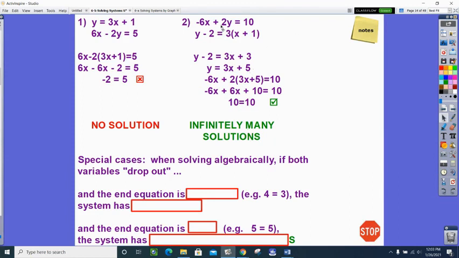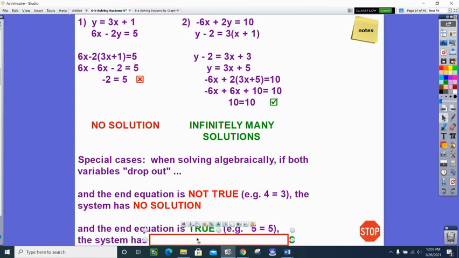To be honest, if you solve the top one for y, it would be y equals 3x plus 5 as well. They just have hidden it well. So special cases when solving algebraically: the variable is going to drop out. We're kind of familiar with that in the past. If you end up with a not true statement, it's going to be no solution and the lines would be parallel. If you end up with a true statement, it will be infinitely many and the two lines would have been the same line.